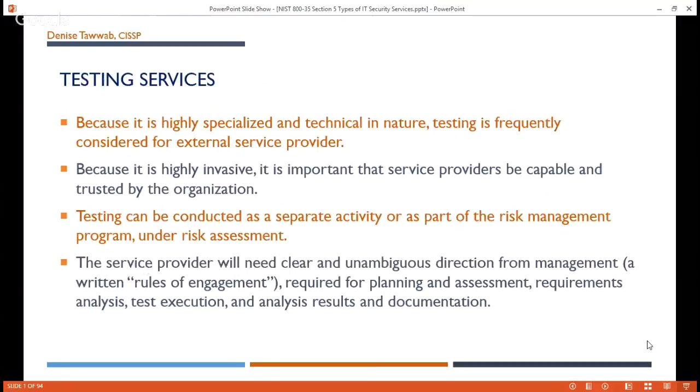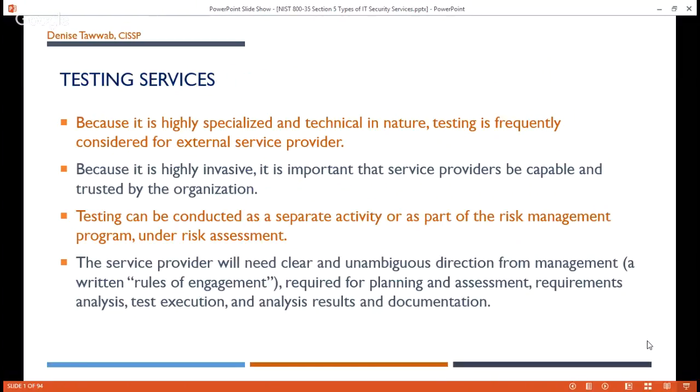Because testing is highly specialized and technical in nature, think of pen testing, it immediately comes to mind. Testing is frequently considered for external service providers. Most companies are outsourcing that, except for your larger organizations, but a lot of companies outsource testing. Because it's highly invasive, it's important that service providers be capable and also trusted by your organization.